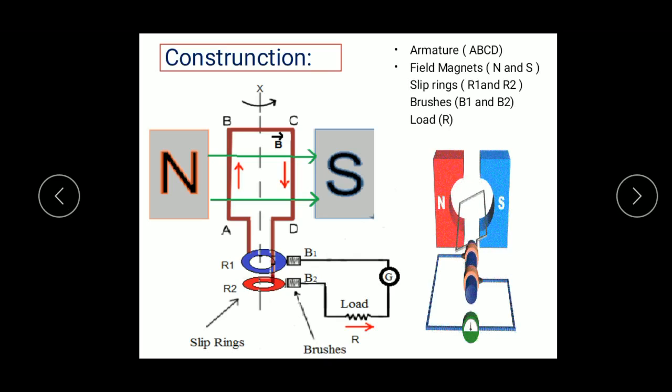So we are producing the uniform magnetic field by using the electromagnets which are in the cylindrical shape. And second, the coil used here, that is ABCD rectangular coil, which is armature. And third, the slip rings are the hollow metallic rings which are connected to the ends of the armature coil. These rings rotate with the rotation of the coil. And the fourth one, the brushes are used to pass the current from the coil to the external circuit. So these are the important parts and the construction of the AC generator.